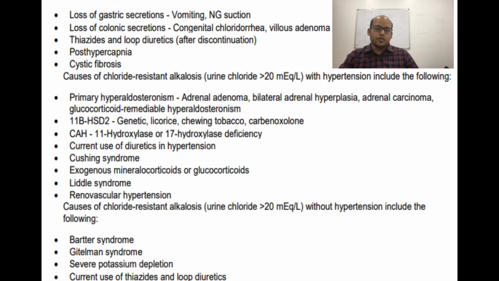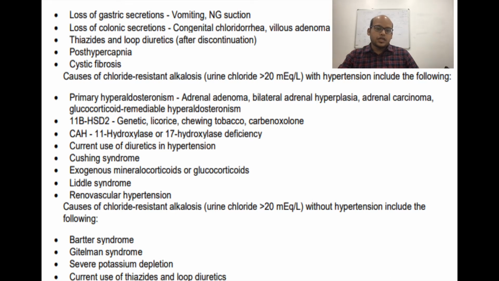Coming to chloride resistant with hypertension, the most common is primary hyperaldosteronism, from which adrenal adenoma is the most common cause. Along with that can be bilateral adrenal hyperplasia and adrenal carcinoma. The second cause is 11 beta hydroxysteroid dehydrogenase enzyme deficiency, or congenital adrenal hyperplasia, Cushing syndrome, exogenous mineralocorticoid or glucocorticoid use, or renovascular hypertension.